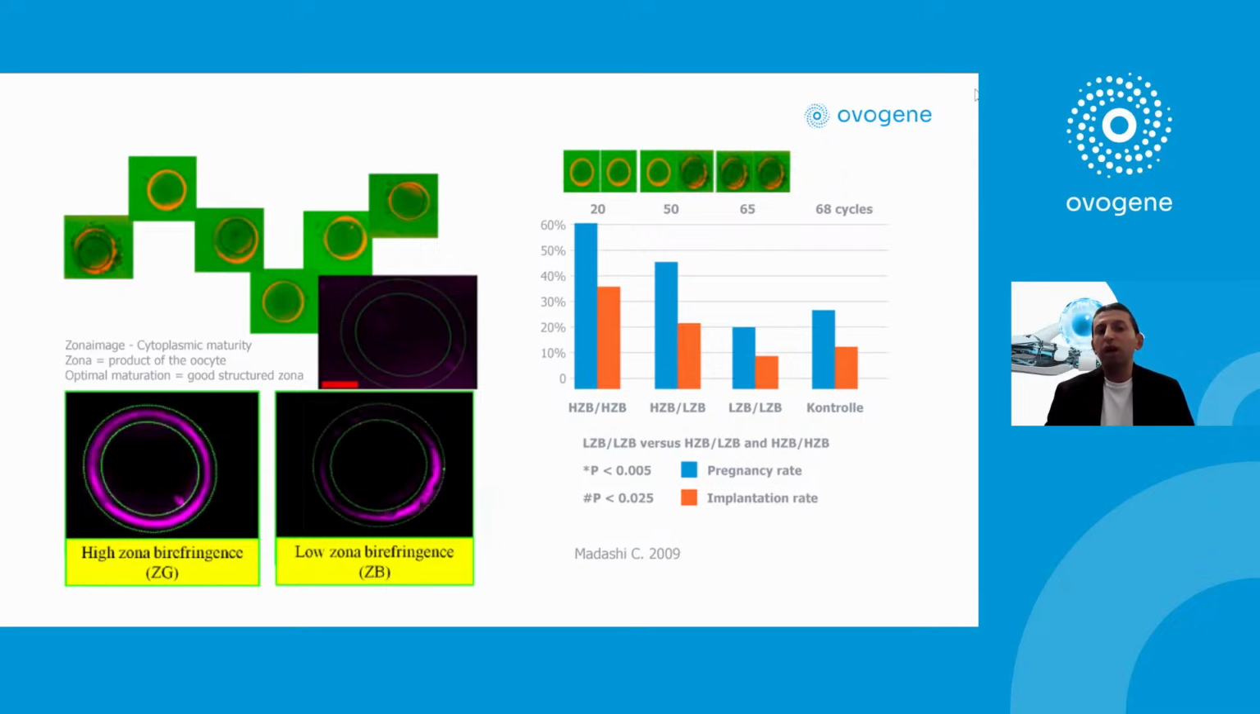And with low zona birefringence, these oocytes either will not survive after warming, or if they survive, will degenerate after ICSI during the sperm injection, or will show cleavage arrest. Statistically, the results show that high zona birefringence always gives higher pregnancy and implantation rates compared to low zona birefringence.